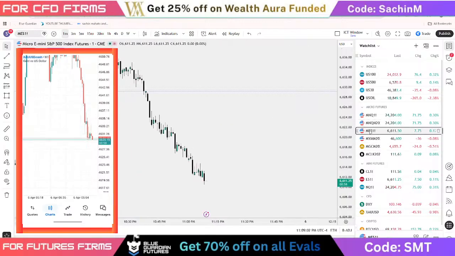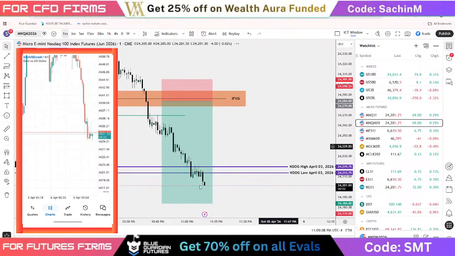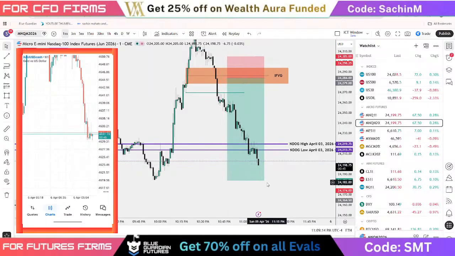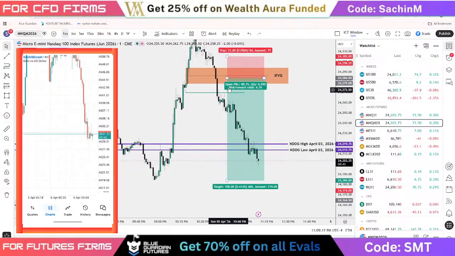Let's look at MES. The MES had taken out this liquidity. MNQ as well has taken out this liquidity. The one trade that we could not win. The market should have come here. I think the market will come up here in the later session.